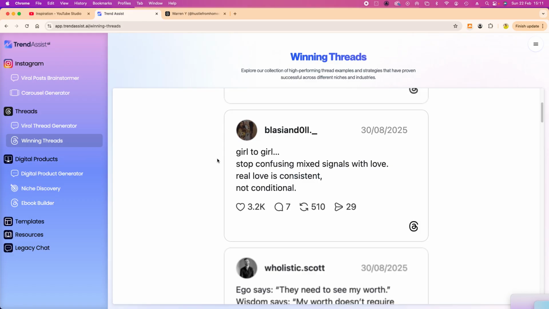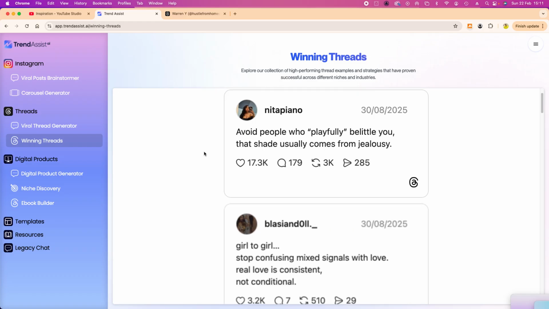So, girl to girl, stop confusing mixed signals with love. Real love is consistent, not conditional. Now, the first thing I've noticed, because I like to notice patterns, as a social media analyst, is that I'm always looking for what things connect, and already these two things connect. The two commonalities between these two things are relationships, right? So that's a sign that that niche is booming at the minute.